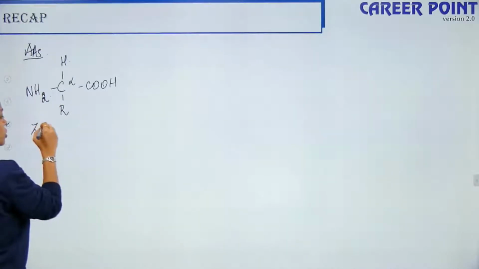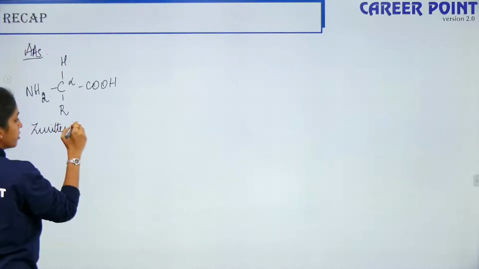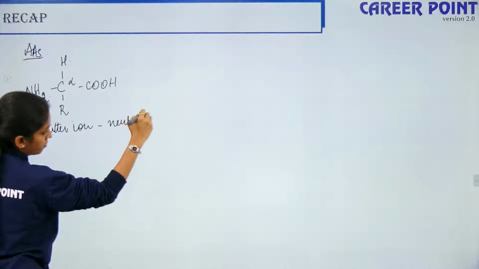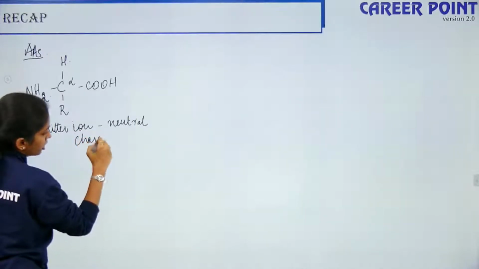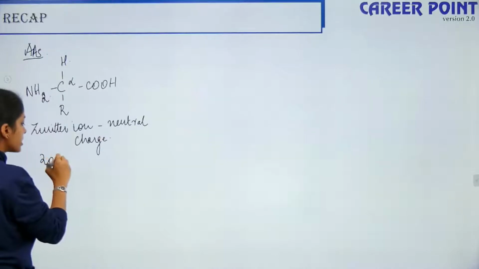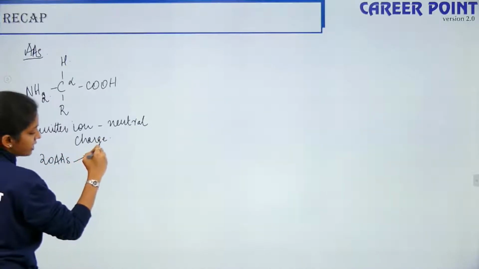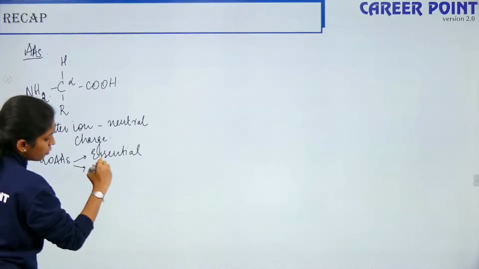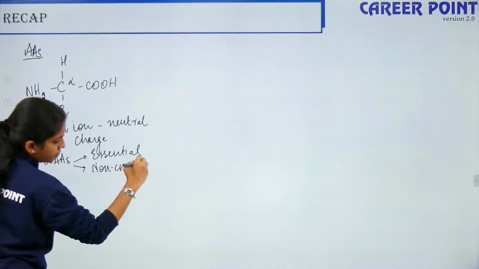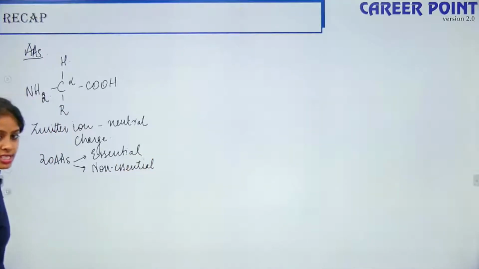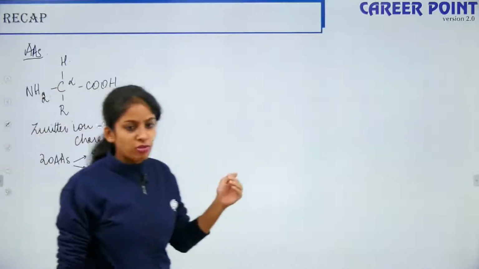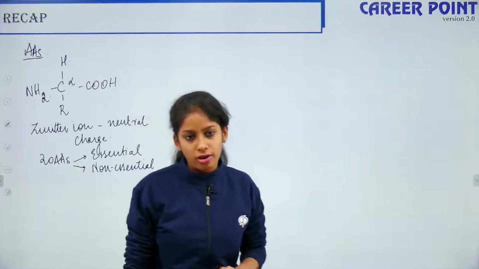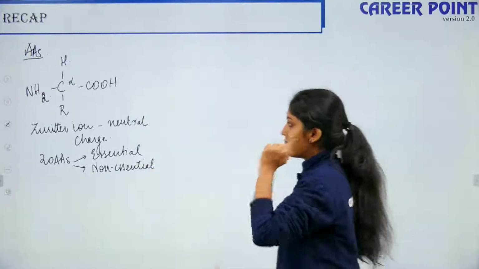Then you have what is a Zwitter ion. A Zwitter ion is when you have neutral charge, and this is at physiological pH. You have 20 amino acids. They have been classified as essential ones, that is, those that have to be supplied through diet, and the other one is non-essential ones. So these are the two things. Carbohydrates we have not yet discussed. Only these things we have discussed. So today we will discuss carbohydrates. So this is about your amino acids.